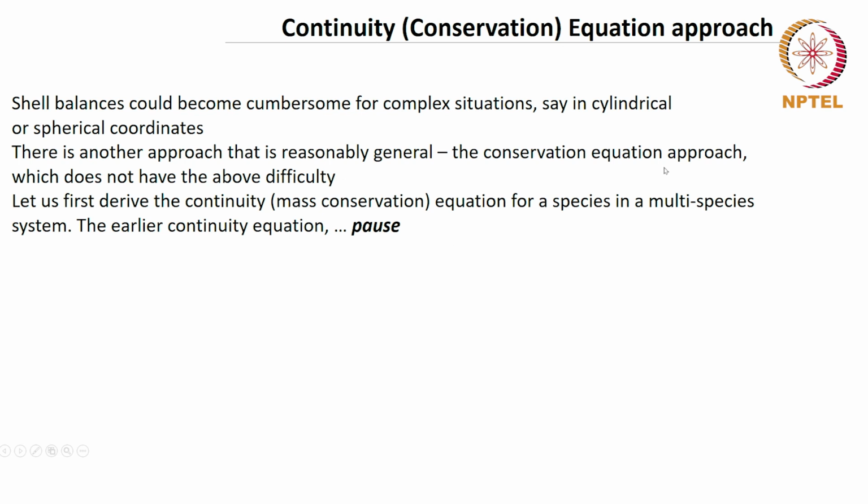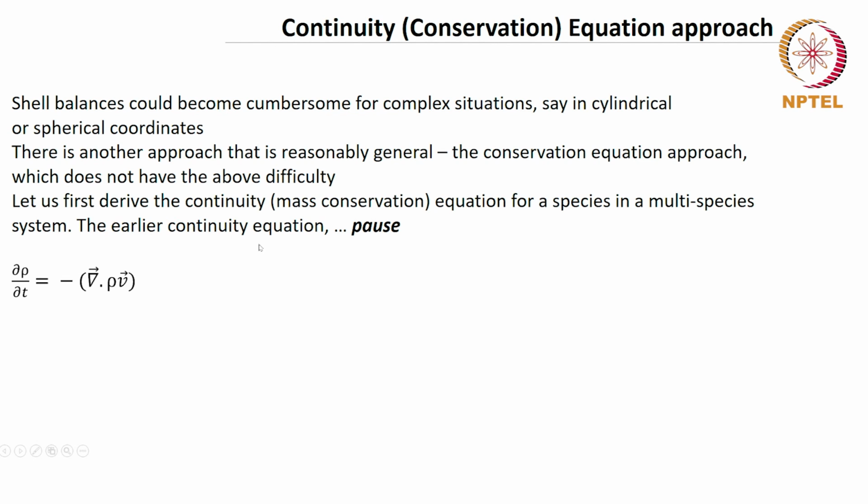If you checked, you would have found that the earlier one was for a single species system or the total mass of a multi-component system. Here we are going to look at a species in a multi-species system. This will make it applicable more generally, and this is different from the earlier expression, and therefore we need to do this.